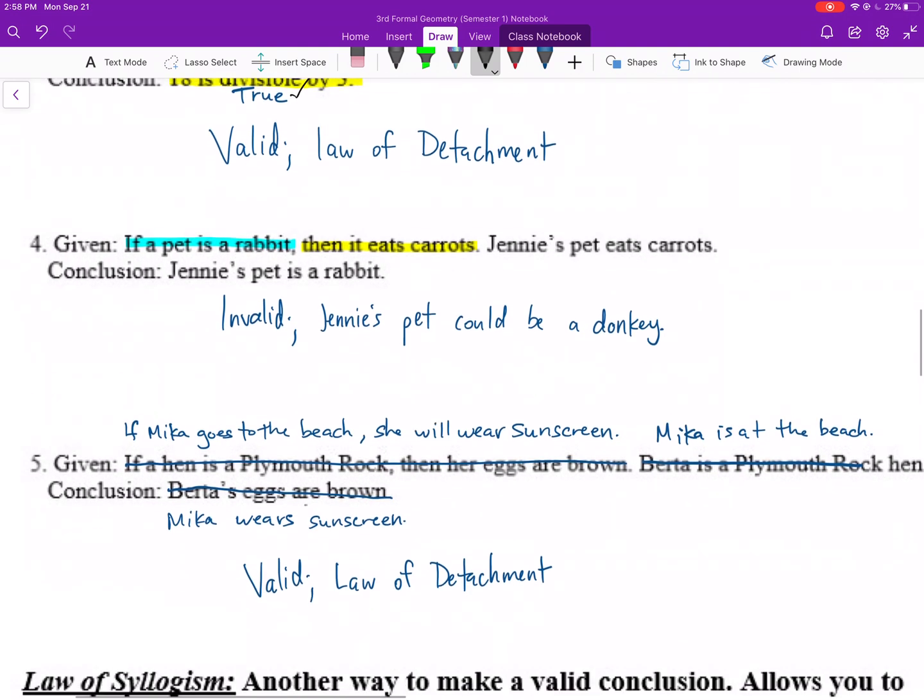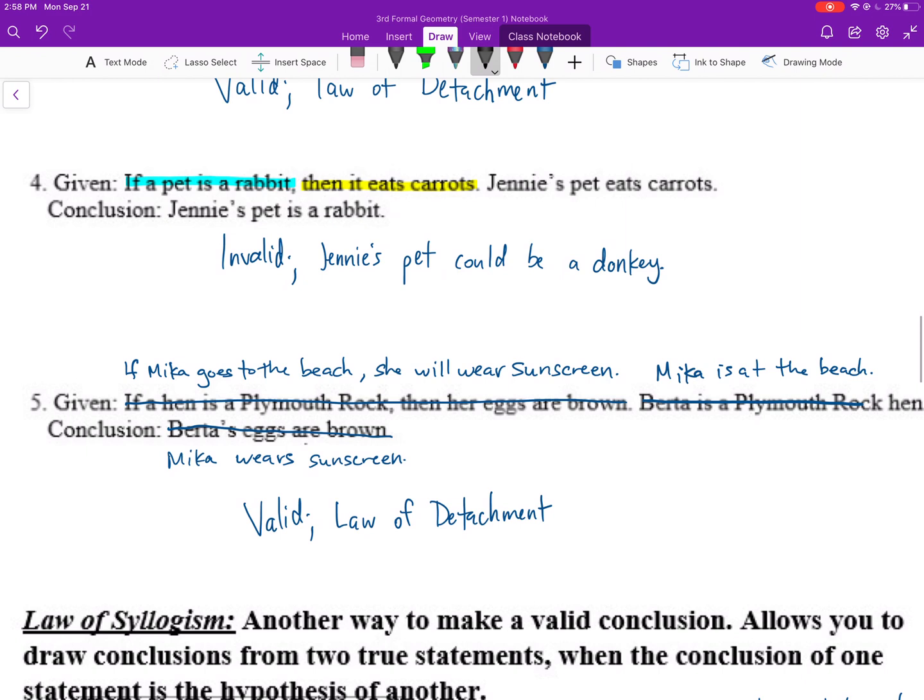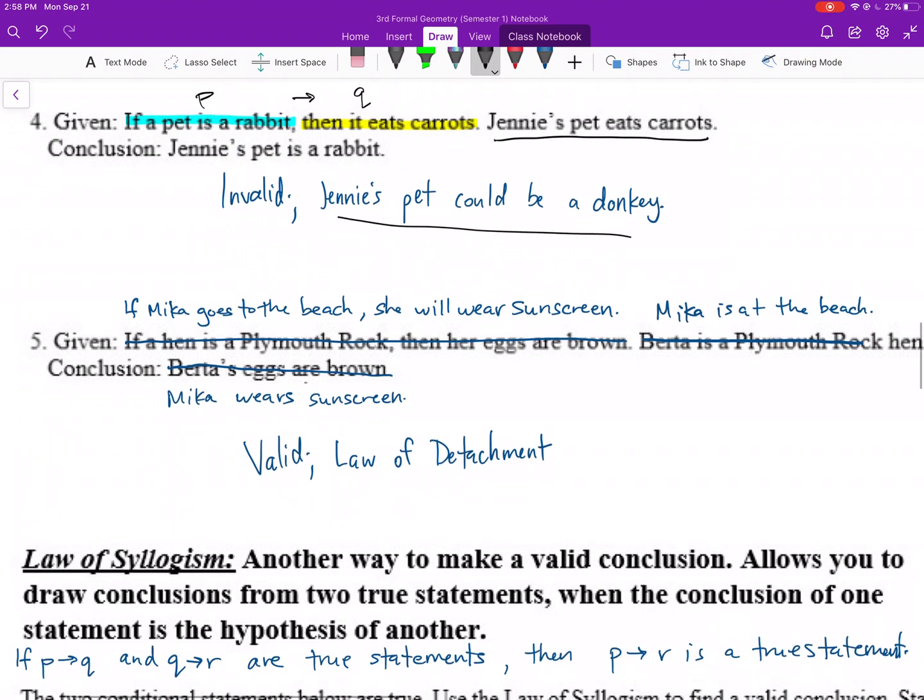Number 4, if a pet is a rabbit, then it eats carrots. And Jenny's pet eats carrots. Well, again, it doesn't match my P, then Q. I should start with rabbit. Okay, I can conclude that Jenny's pet could be something else. It could be a horse. In our case today, we talked about it could be a donkey.